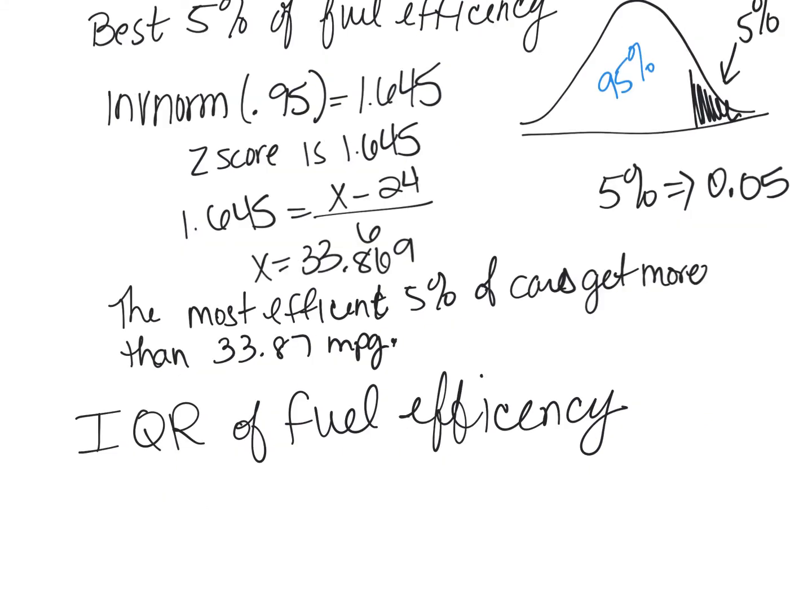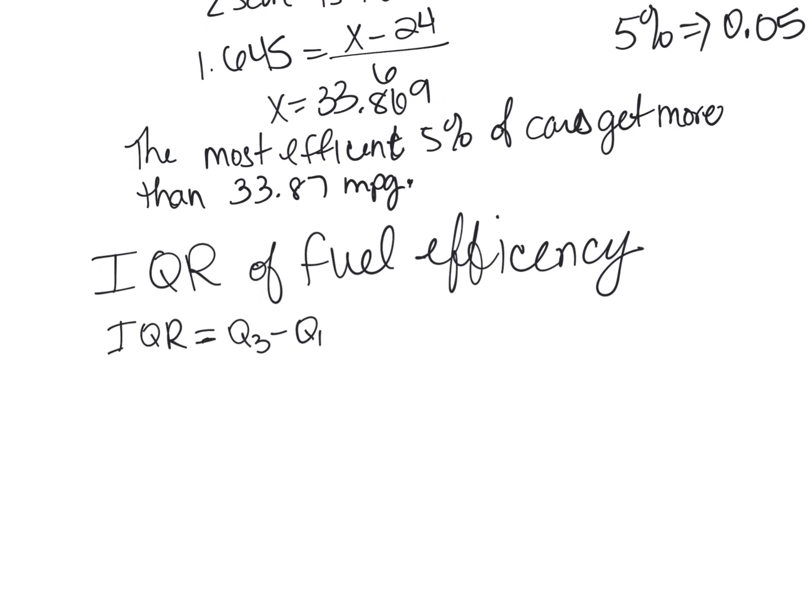Last example, what if it asks for the IQR of fuel efficiency? This is in your homework tonight, so pay attention. And as soon as I finish this example, I'm going to let you start your homework. Yes, Caleb. Once you just find 0.75 and then subtract that from 0.25. Right, the values, the x values for that.